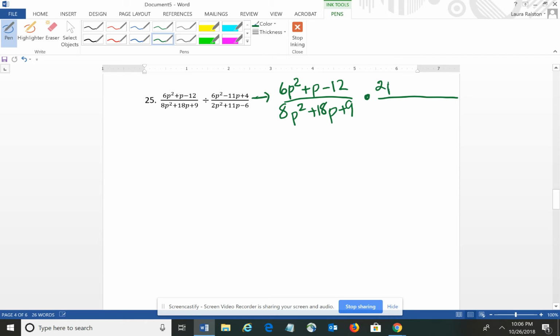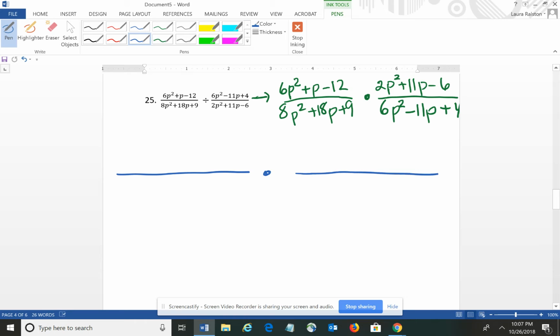and 2p squared plus 11p minus 6, which was the original denominator, now becomes the numerator, so that the bottom goes to the top, and then the denominator is 6p squared minus 11p plus 4. Now that I've rewritten it, I can treat it like a multiplication problem, which requires that I factor all of those polynomials. So that's what I'm going to do next.